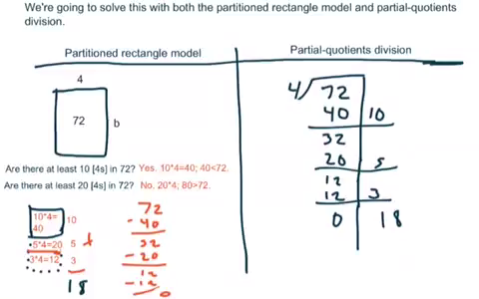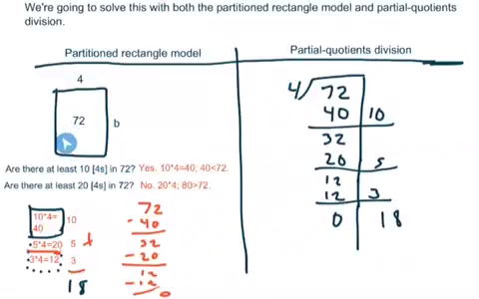Okay. So I'm going to show it to you with both models side by side here. Like the T-chart? Comparing, contrasting. Yes, T-chart. Even in math. Okay, so this is the partitioned rectangle model, and this is partial quotients division. Look and see how they are similar.